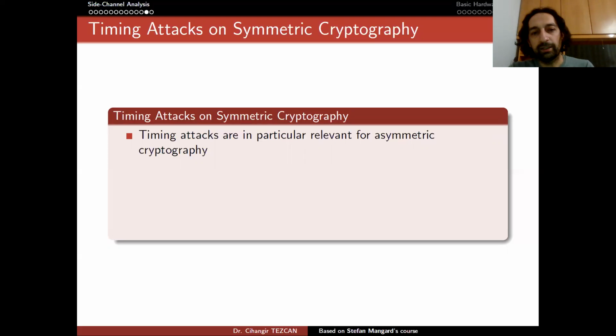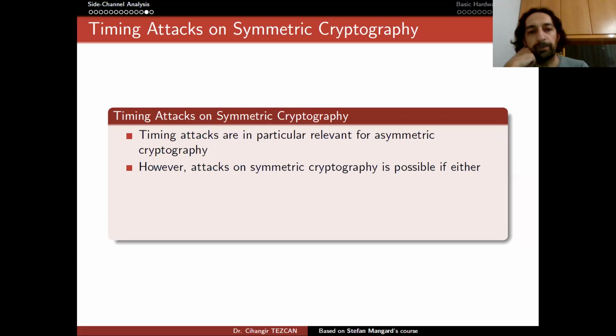Timing attacks are particularly relevant for asymmetric cryptography. For instance, when you're trying to capture RSA keys, you can look at the time, because depending on whether a key bit is 0 or 1, the number of operations you perform changes. So by looking at the time, if it is large, then you will say that the key bit is 1. If it is small, you will say that it is 0, and so on.